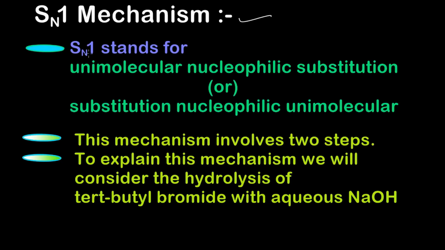SN1 mechanism. SN1 stands for unimolecular nucleophilic substitution or substitution nucleophilic unimolecular, both are the same. You can call it by any one of the terms. Now this mechanism involves two steps. So it is a two-step reaction or two-step mechanism, and it follows first order kinetics. I have not written that point, but it follows first order kinetics. And to explain this mechanism, we will consider the hydrolysis of tertiary butyl bromide with aqueous NaOH.